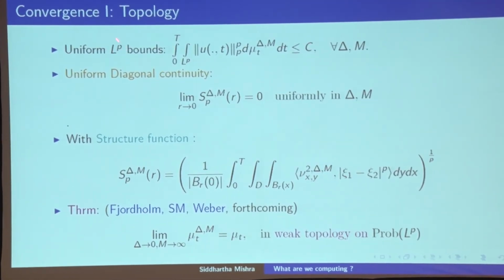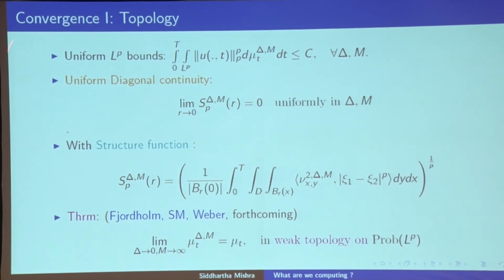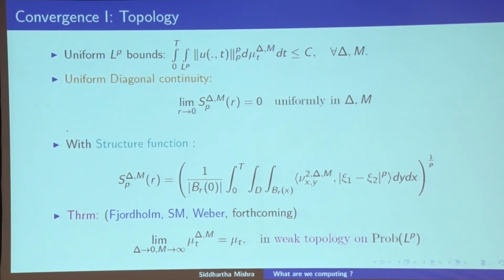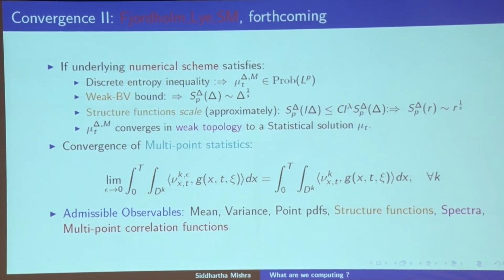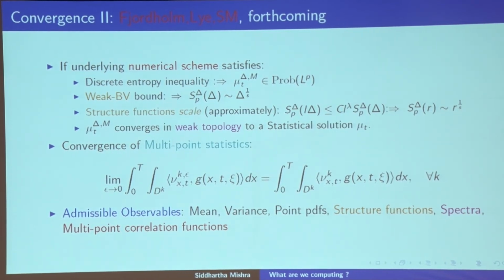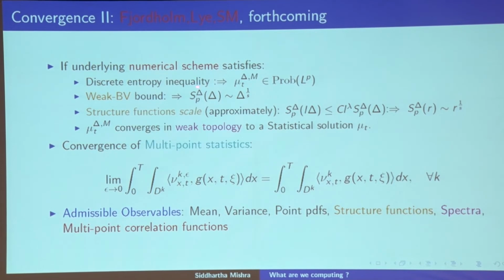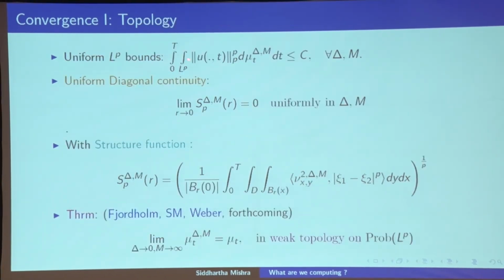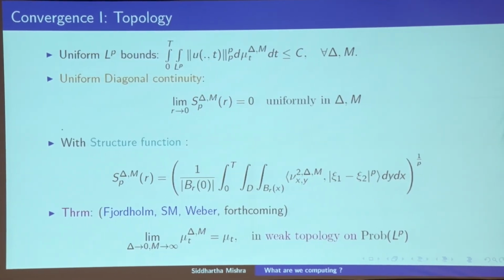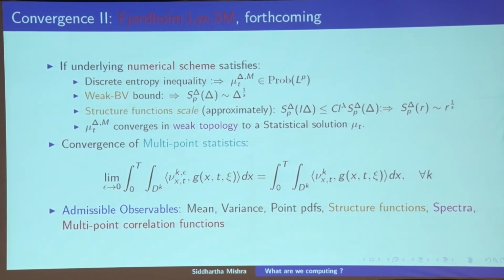The question is now, for a numerical method, you have to test these sufficient conditions. This can be done in another forthcoming paper. As long as your numerical method satisfies the discrete entropy inequality, then automatically the first condition is satisfied. It belongs to a probability measure.